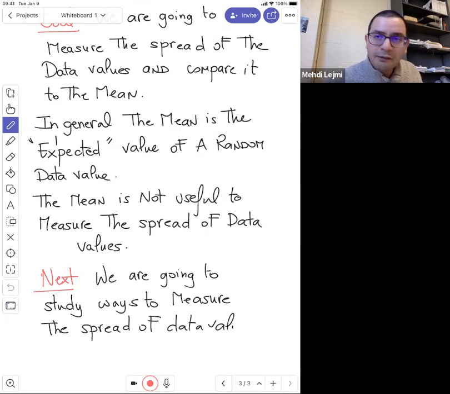Okay, how much time do you have? You have 1 minute. You know what, guys? I'm going to stop here because next, we're going to study the variation, the standard deviation, the range, different ways to measure the spread of the data values. Okay, so I'm going to stop here, and then tomorrow we're going to continue with this. All right. Thank you for listening, guys, and hopefully I'm going to see you tomorrow.